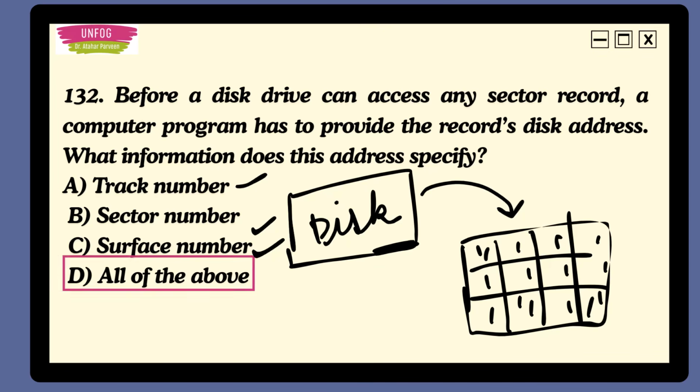Track number will be like which row it is there, sector number will be like on which column it is there or in which grid it is there. All of that it will give you. We are not going in details, but know that if many options are given, all of the above. We want as much information as we can. That is why we are choosing all of the above. Okay.